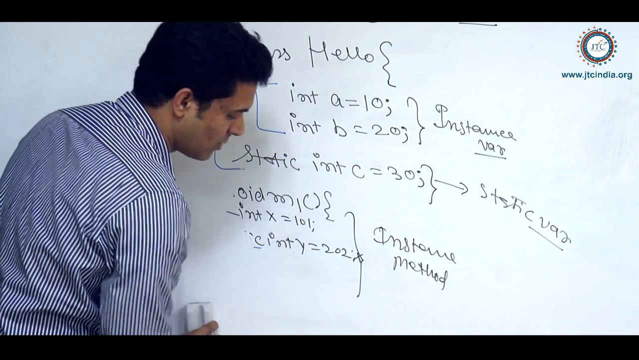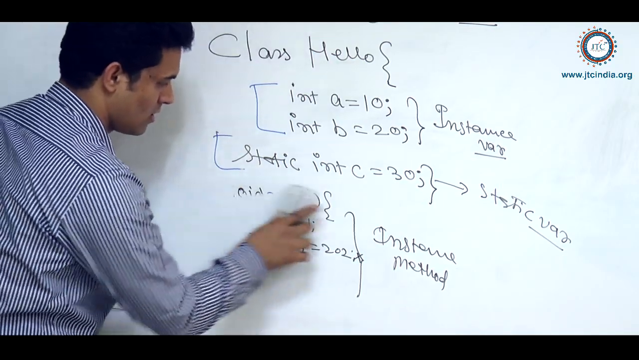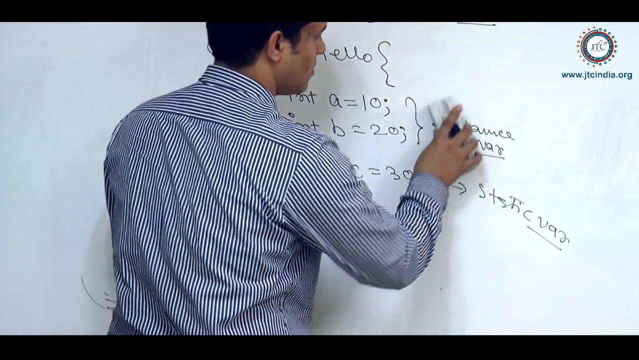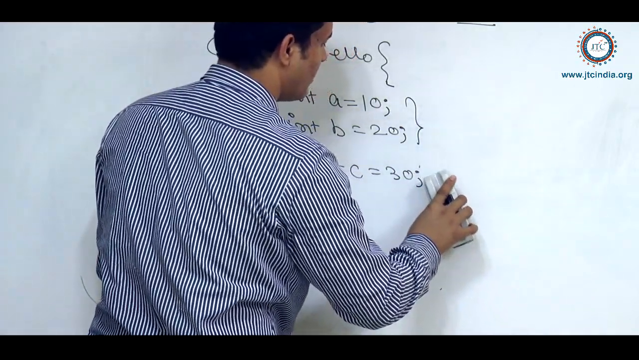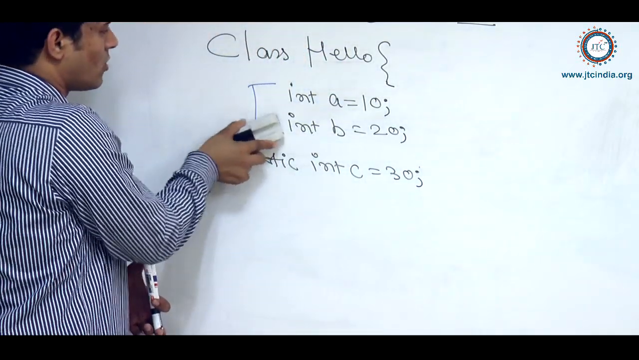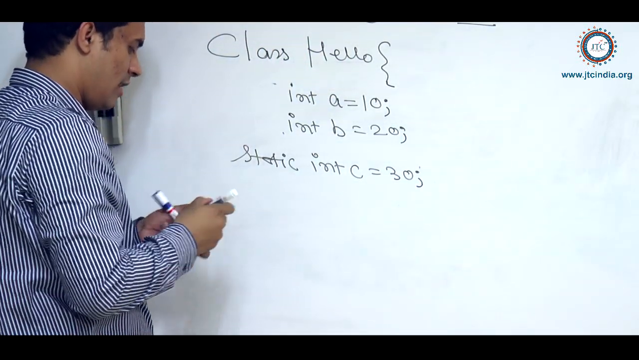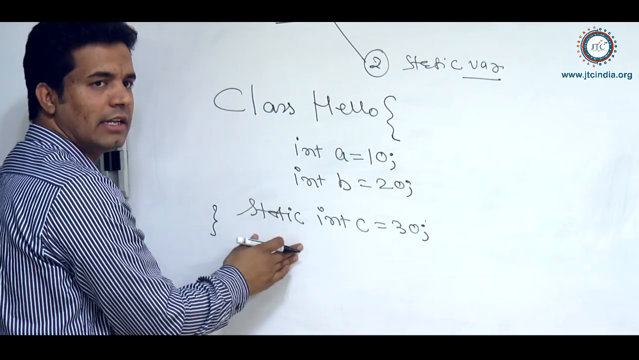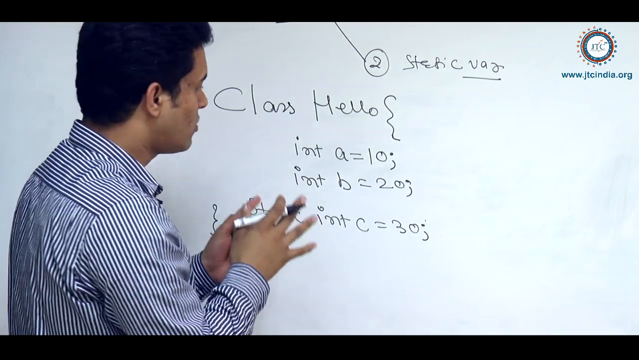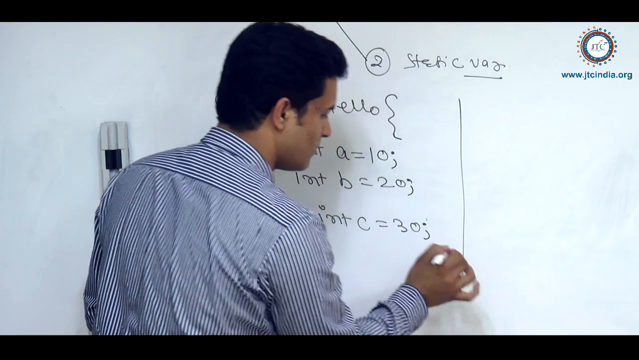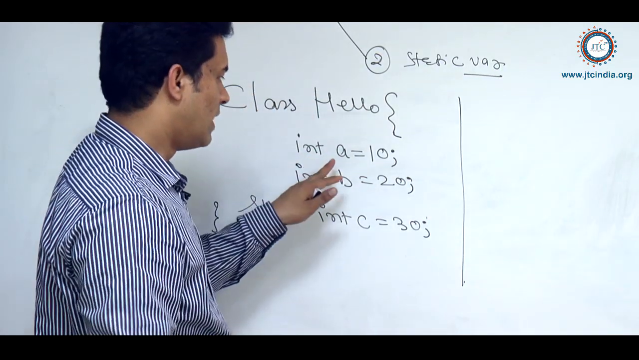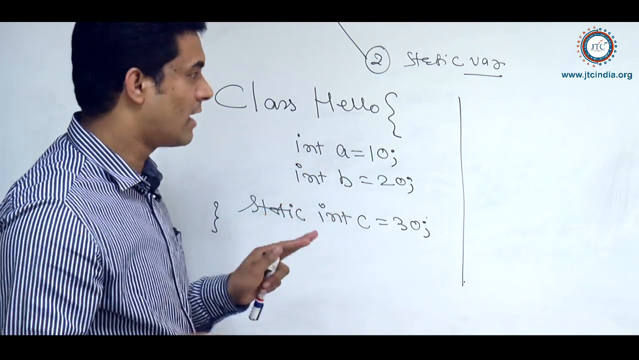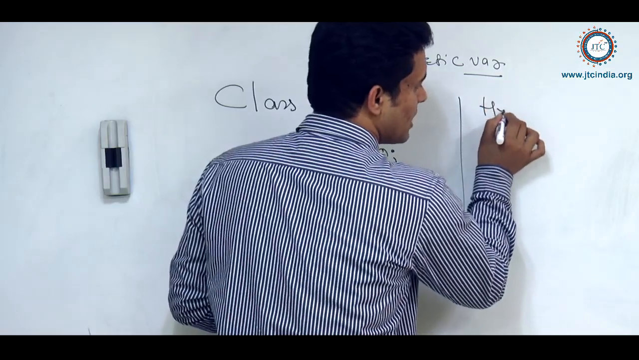We will see. Now suppose when I am writing these variables, see here, when I create variables, the variables a and b which I am writing, and c. When I want to access these variables, first the variables a and b which we have, and the static variable which we have, right. In that case I am creating one object of the class.